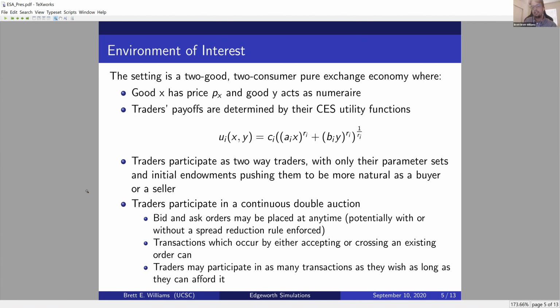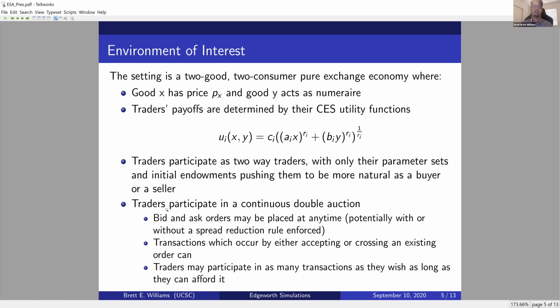We'll use CES utility functions. One nice thing about CES is if you vary the parameters throughout, especially R, you can go as high as R equals 1, which is essentially just linear indifference curves. R approaching 0 approaches Cobb-Douglas, and as R approaches negative infinity it approaches Leontief. So there's a nice range there where you can get different levels of curvature in your indifference curves, and that's going to manipulate what contract curves look like, how much space these subjects have to move around.